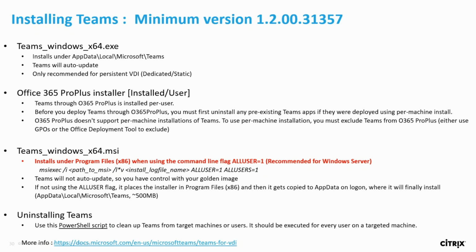So we've put the instructions here on how to do that. That ALLUSER=1 flag is very important. And we want to make sure that auto update doesn't happen and that you control that auto update from inside your golden image, which is most important.